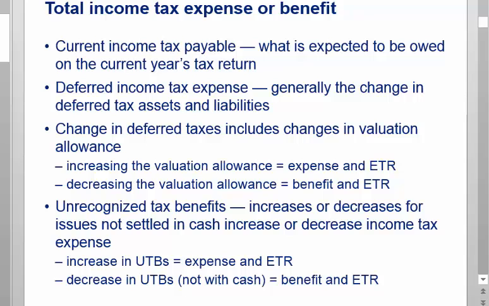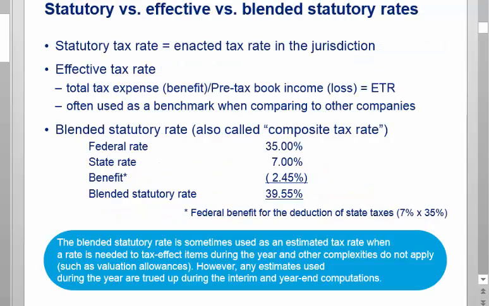All right, these are just words that go along with the slide we just talked about. Okay, statutory versus effective versus blended rate. The statutory rate is just the enacted rate that the next dollar of income that you have will attract in tax. So if you're a high net worth or a high income individual taxpayer, your federal statutory rate would be 39.6, right? Because the next dollar of income you have would be subject to 39.6 of tax.